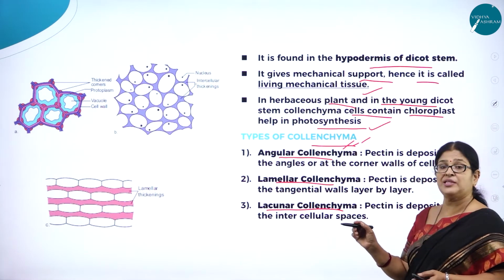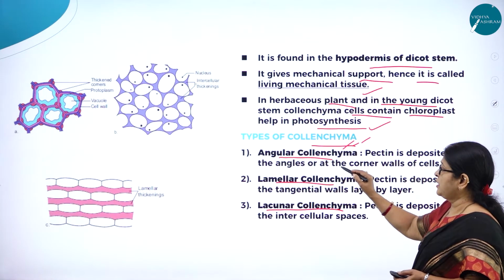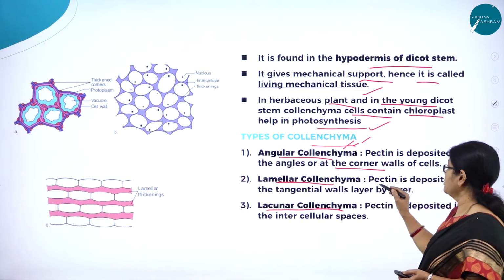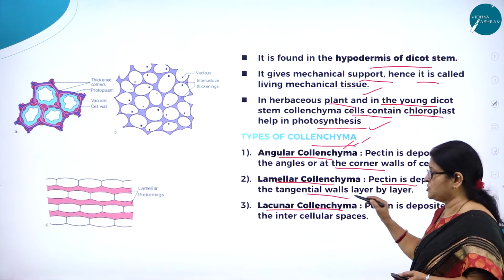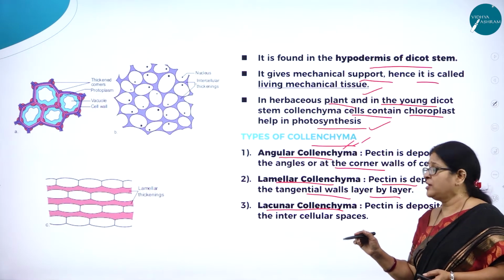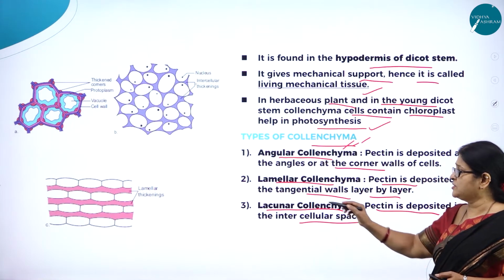Angular collenchyma, when the cell wall deposition happens at the angles, and our angles are at the corner walls. Lamellar, tangential walls. So pectin is deposited on the tangential walls layer by layer. So it is called lamellar. Lacunar, particularly pectin is deposited in the intercellular spaces, hence it is called lacunar.